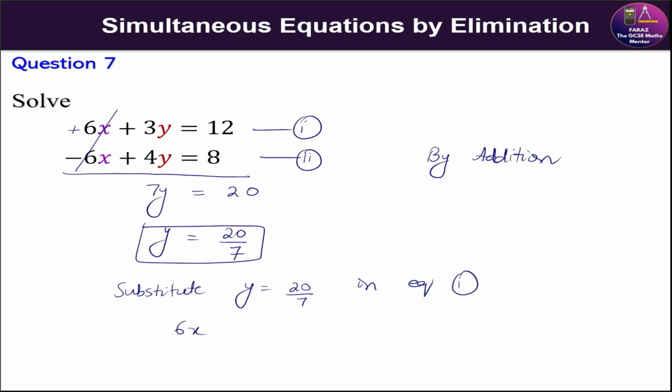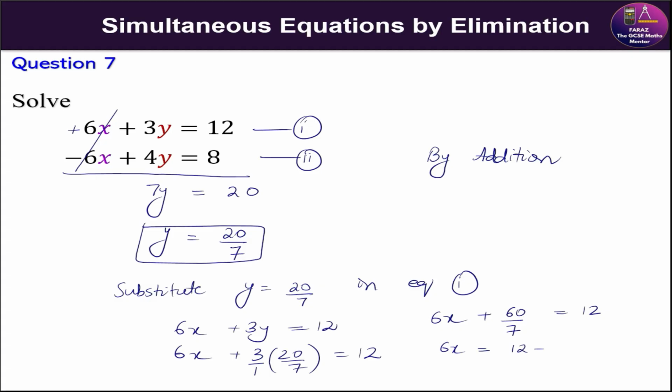So we have 6x plus 3y equals 12, and if you substitute y there, 6x plus 3 times 20, you just need to multiply 3 with 20, and there is 1 in the denominator, so 1 times 7 will remain 7. So 3 times 20 is 60 over 1 times 7 is 7, equals 12. Then 6x equals 12 minus 60 over 7, subtracting 60 over 7 on both sides.